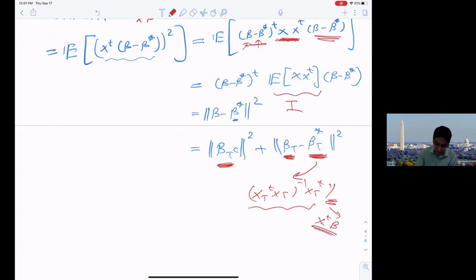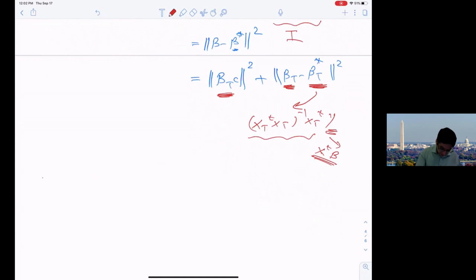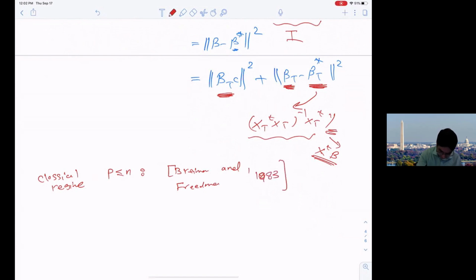So basically I can simplify the whole thing based on what I have, right? I have beta, which is my model parameter, and I have my training data, X and Y, which is a deterministic function of that. So I can plug in all of these equations and simplify my training loss. This expression, the simplification in the classical regime, when your P, the number of features that you use, is less than N, the number of samples that you have, is analyzed in a very classical work by Breiman and Freedman in 1983.